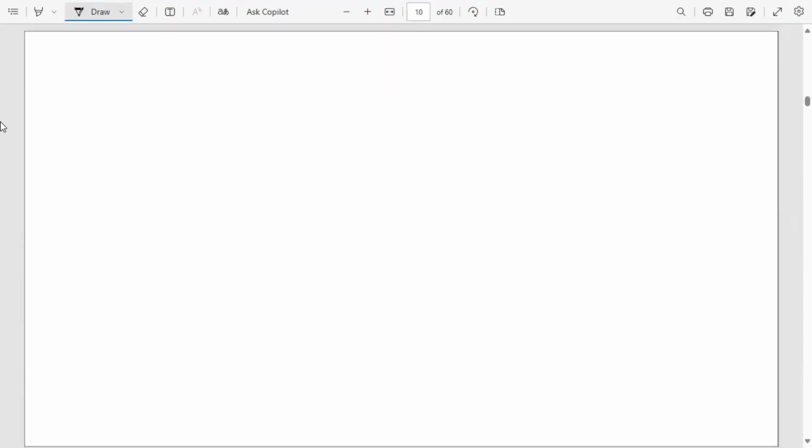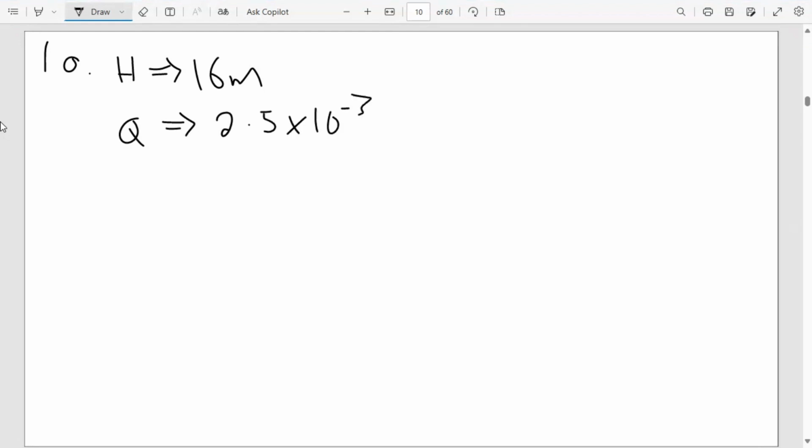So this is the last question, question 10. In this question, they've given us that the hole is located at a depth of 16 meters below the water surface. Then they've given us Q, the rate of flow, which is equal to 2.5 times 10 to the power minus 3 cubic meters per minute, like this.